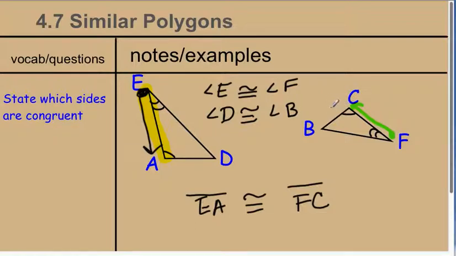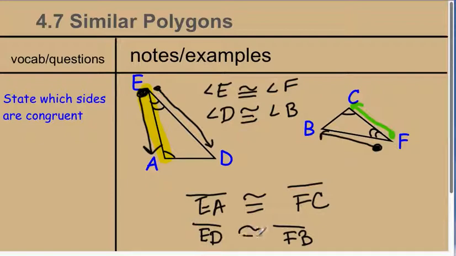Let's try another one. Let's go from 2 marks to no mark. 2 marks was letter E to no mark, letter D. So ED is congruent to, on this side, 2 marks, starts here, to no mark, B, F to B. They are congruent. Take some time and see if you can figure out the last one. What I want you to notice is that I did not switch these around. It could not be BF, has to be FB.